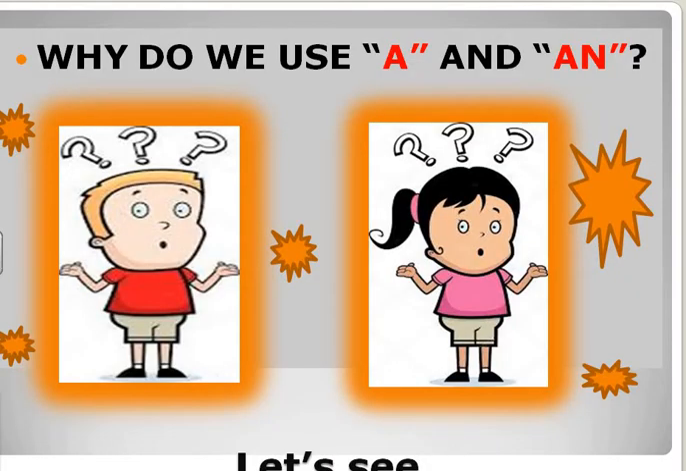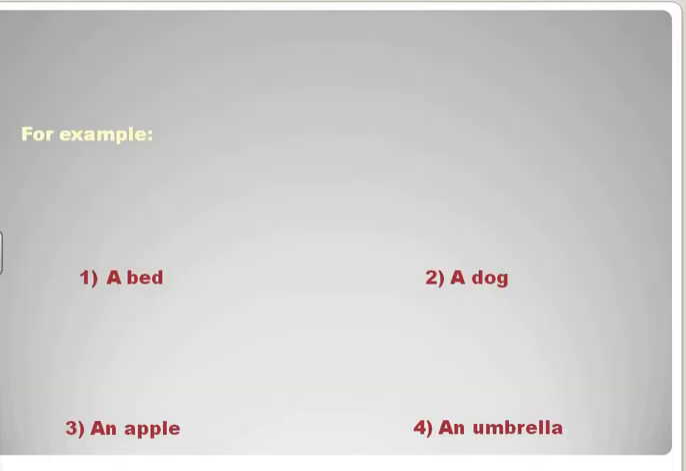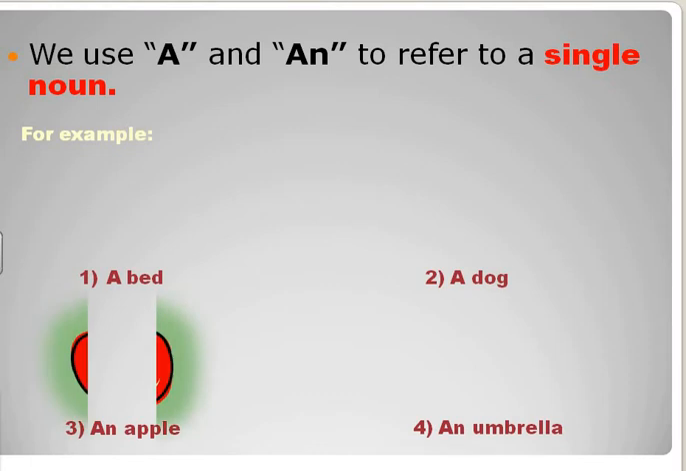Why do we use a and an? Let's see. We use a and an to refer to a single noun. Single means one noun, okay?